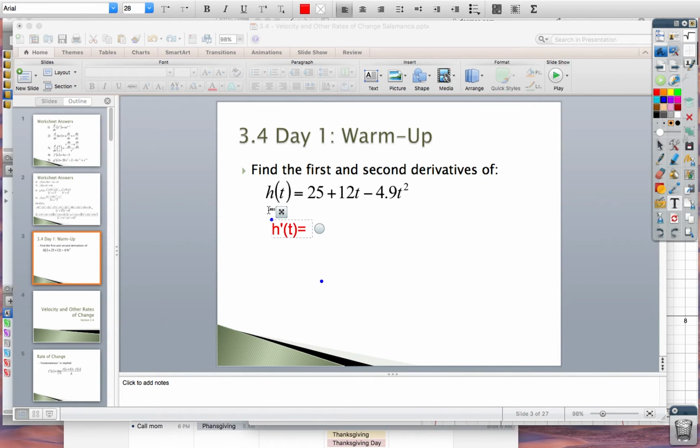So, all we're asked to do here is find the first and second derivatives for h of t. We know that the first derivative of a constant is just 0. The derivative of 12t just becomes 12. And this becomes negative 9.8t. So the second derivative is going to be equal to just negative 9.8. So let's move on.